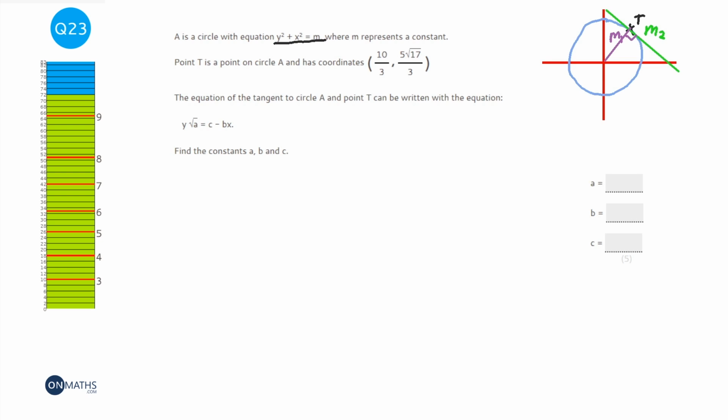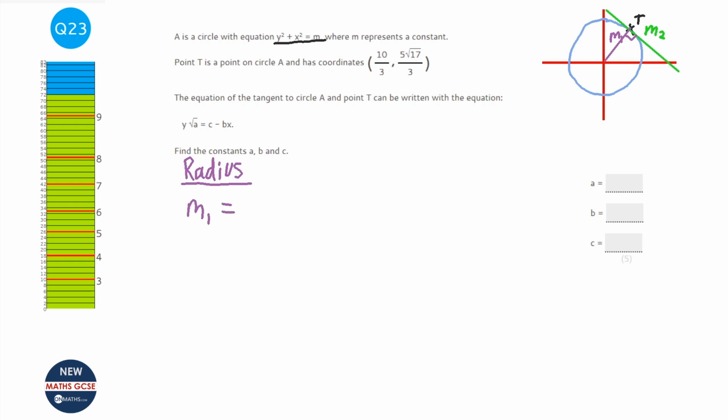We're also told the coordinates of t, but they're kind of in a not very helpful form. They've got surds and they're in fractions, so it's not the most helpful piece of information that we can have. So I'm going to work out M1 first, which is the gradient of our radius. So I'd probably show the examiner that I'm working out the gradient of the radius.